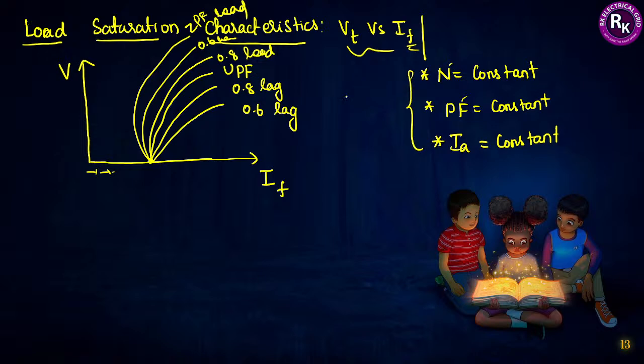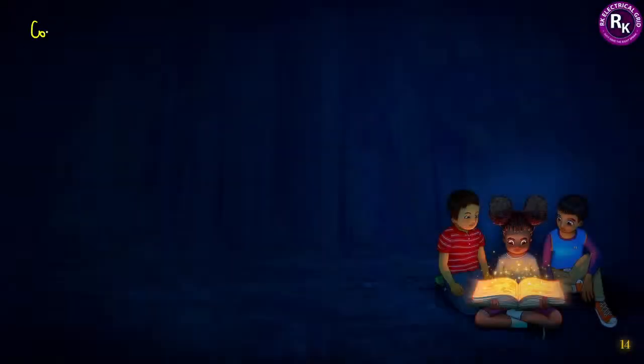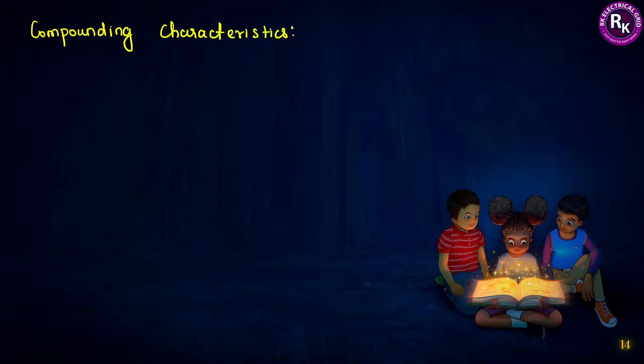Now the most important point we are going to discuss is called the compound characteristics of the alternator. Let us discuss compounding characteristics. Sir, what are we doing here in compounding characteristics, what parameters do we have to consider? When I talk about compounding characteristics, it will be drawn between field current versus armature current.